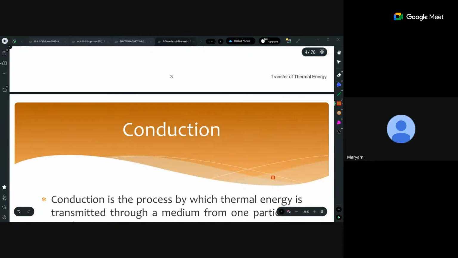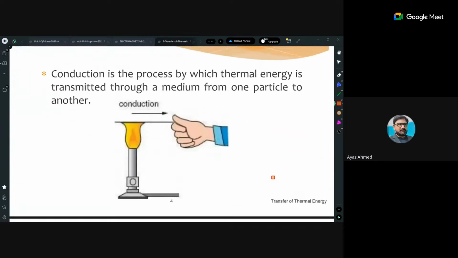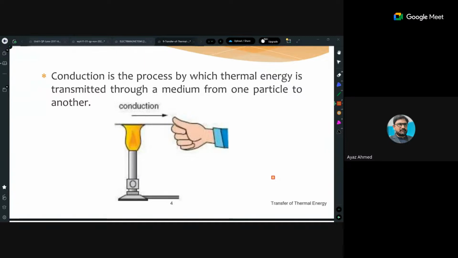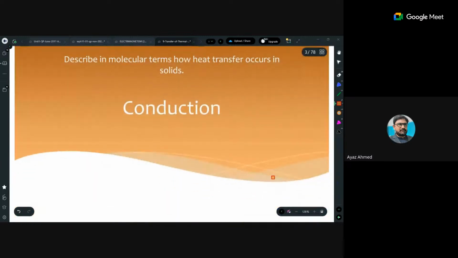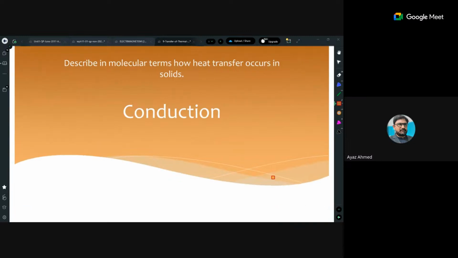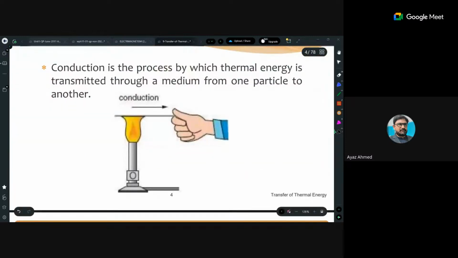Okay. So when we talk about conduction, conduction is that process in which thermal energy is transferred in solids. Here I have shown you that conduction describes in molecular terms how heat transfer occurs in solids. So this is the method of heat energy transfer in solids, and we call it conduction. So conduction is that method by which heat is transferred through solids.